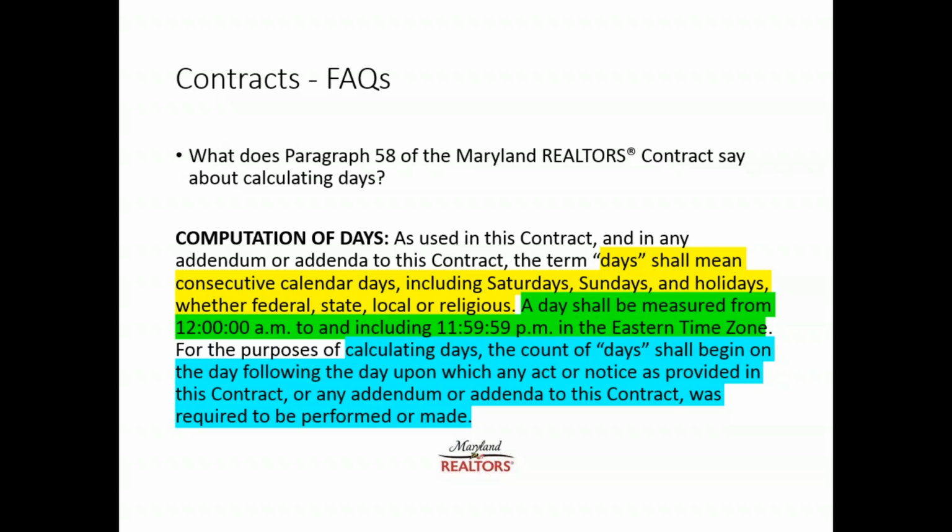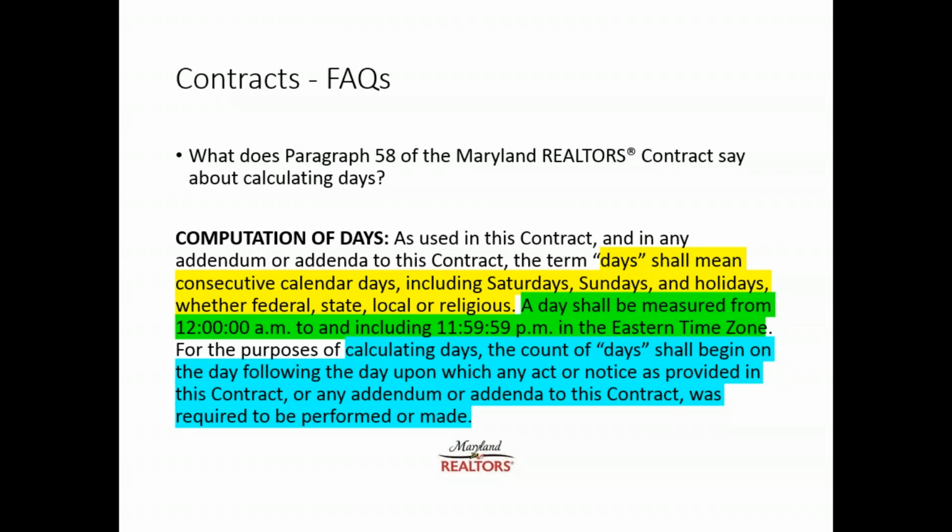A day shall be measured from 12 a.m. to and including 11:59 p.m. in the Eastern Time Zone. The key to remember here is, let's say the date of contract acceptance is today, and there's a home inspection contingency. The buyer has 7 days to get all inspections done, or 14, whatever the case may be. You're going to begin the count tomorrow, right?